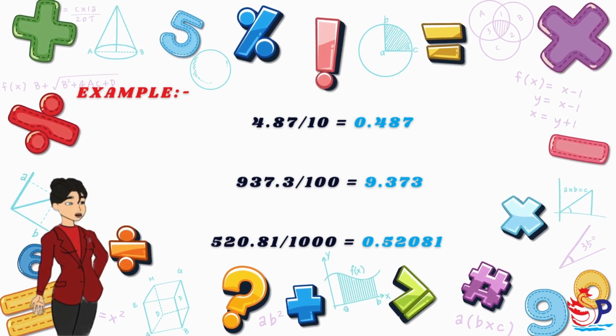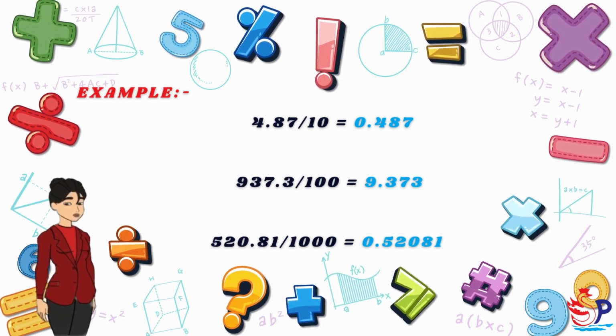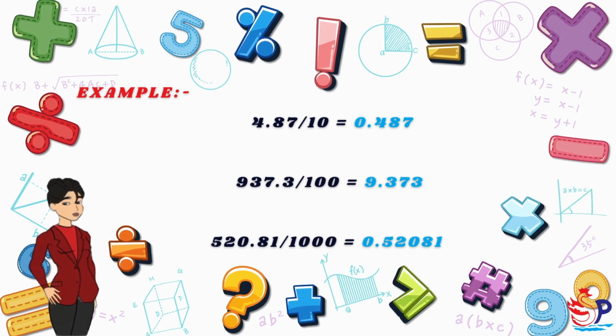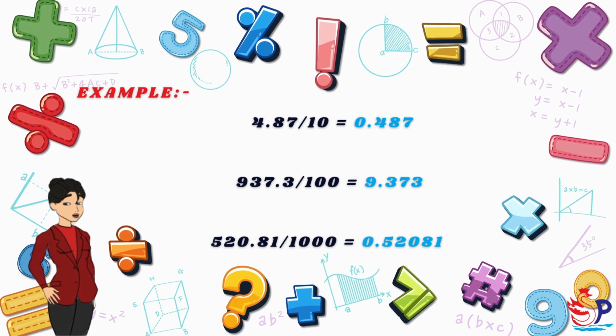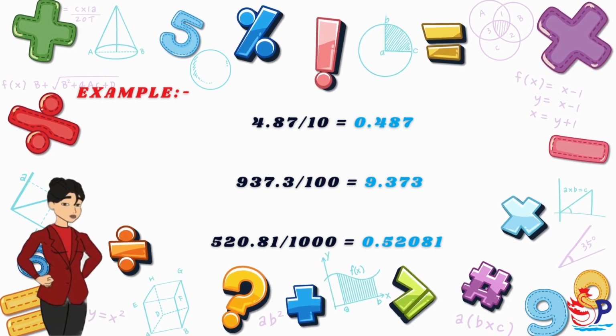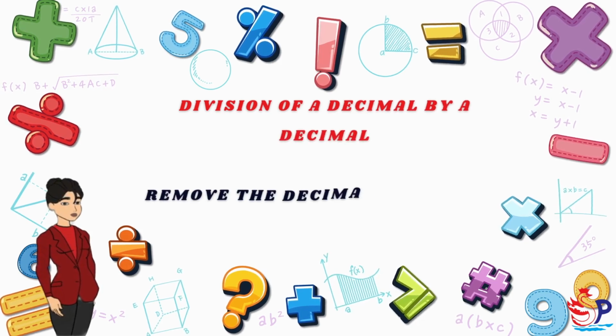937.3 divided by 100 is equal to 9.373. 520.81 divided by 1000 is equal to 0.52081.